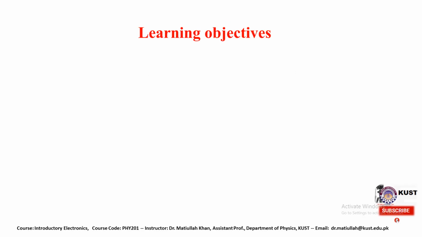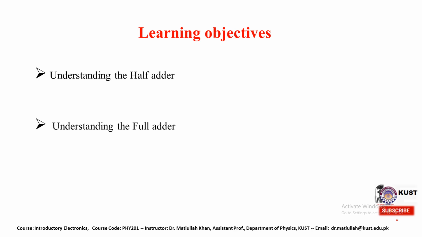The basic objective of today's lecture is to understand the types of adders, which include half adders and full adders. So we need to understand in detail what is meant by half adder and what is meant by full adder, and we also need to know the subtractor. And at the end of the lecture we will discuss the binary parallel adders.